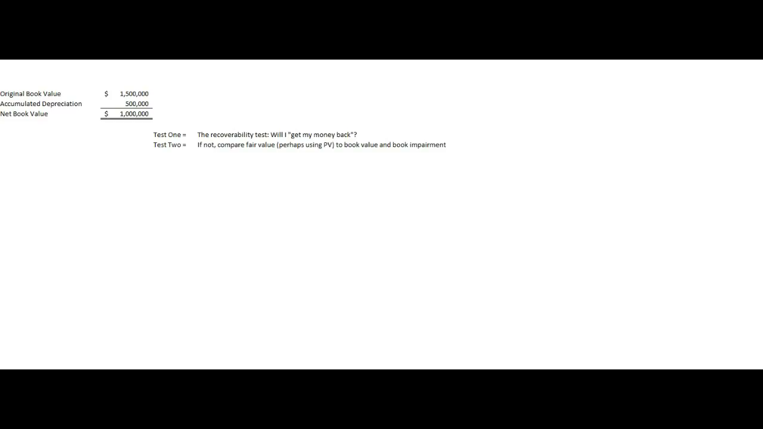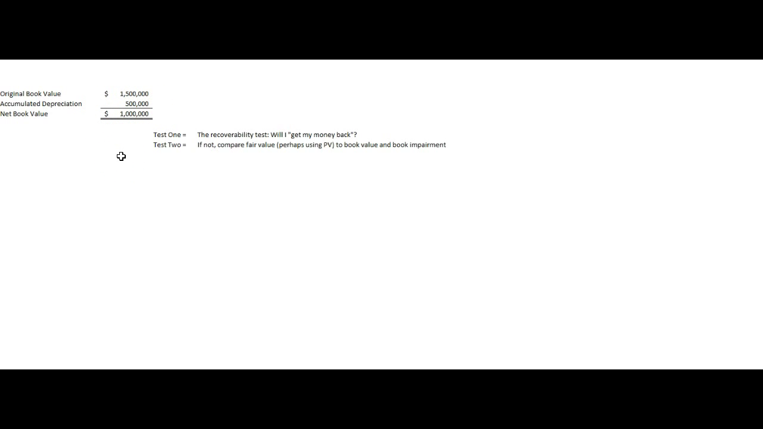So let's do a quick review of accounting for an impairment on a tangible long-term asset. Let's say we had a building, we originally paid $1.5 million for it. It's got $500,000 worth of accumulated depreciation, so its net book value is $1 million.